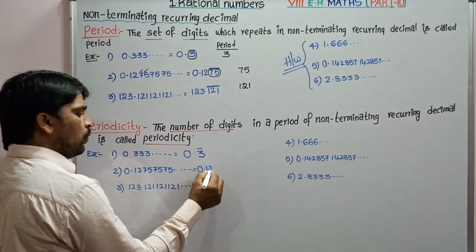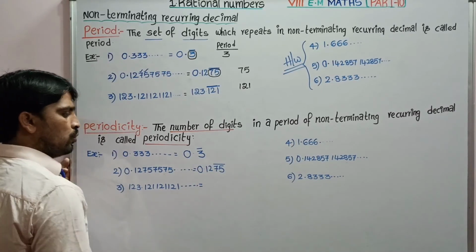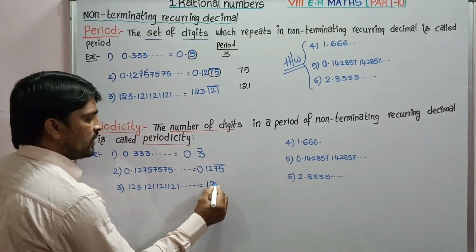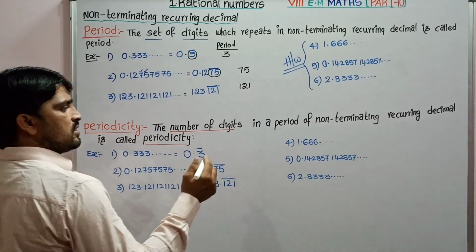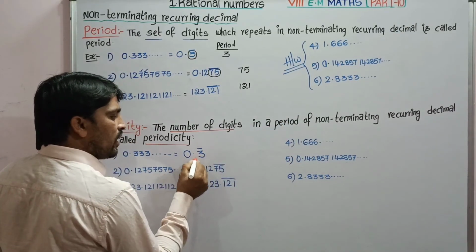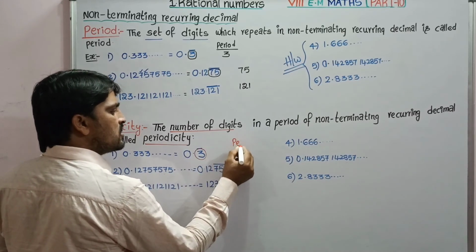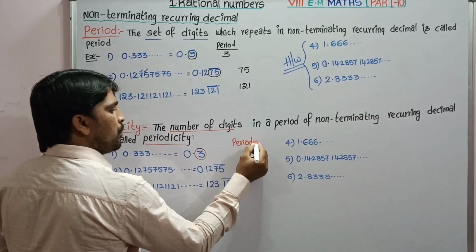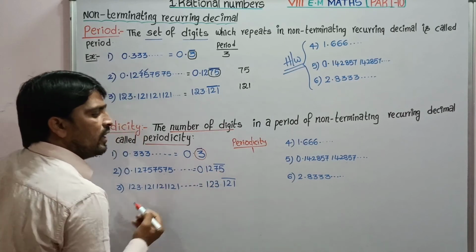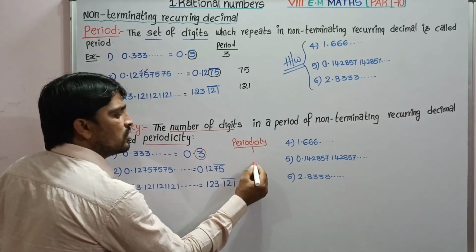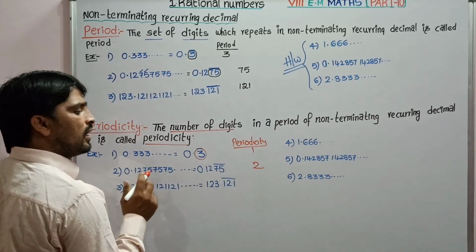Here 0.1275 bar. Bar takes place on 2 digits, 75. Here it is 123.121 bar. Yes, the number of digits in a period. For 0.3 bar, period is 3. Number of digits is only 1. So periodicity is 1. Here period is 75. The number of digits in the period is 2, digits 75. So periodicity of 0.1275 bar is 2.